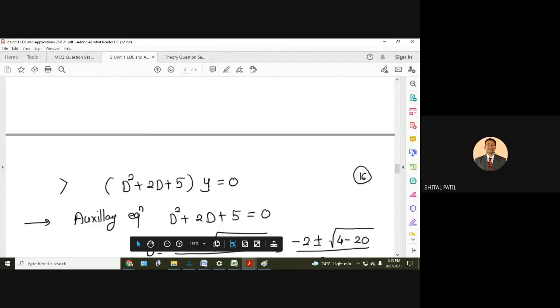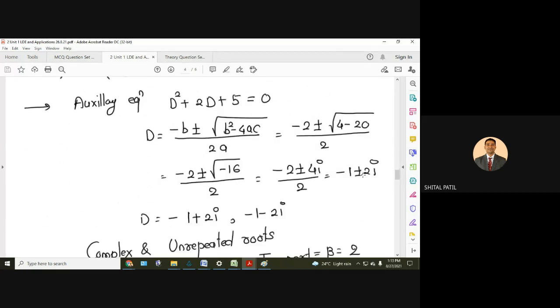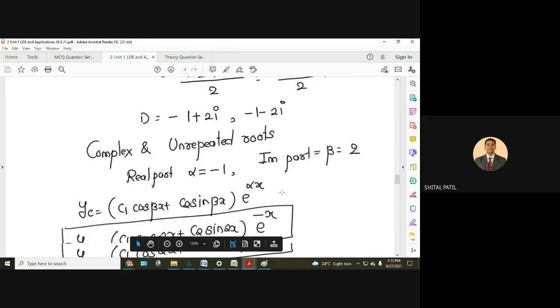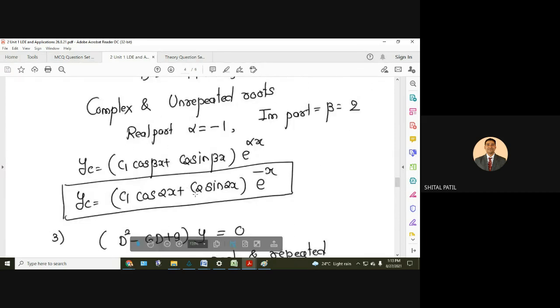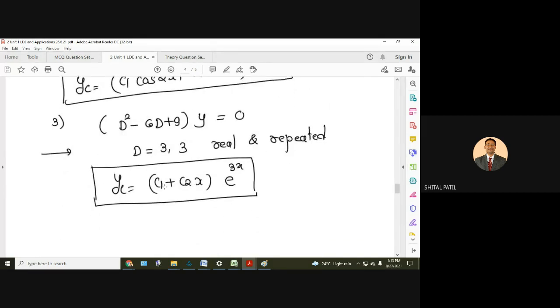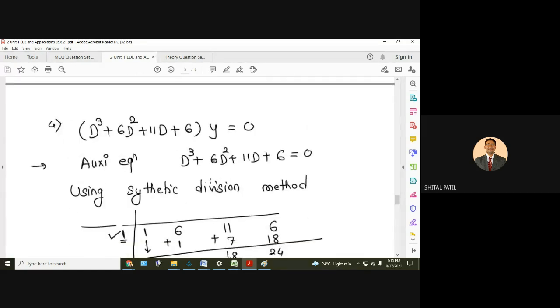Then we solved the second example where the roots were -1 plus or minus 2i. Complex roots, so the real part is -1 and the imaginary part is 2. Whether you consider 2 or -2 doesn't matter. So c1 cos of 2x plus c2 sin of 2x into e raised to -x. This is the solution. Next example, 2 real roots were there, 3 and 3, and the solution is (c1 plus c2x) e raised to 3x.